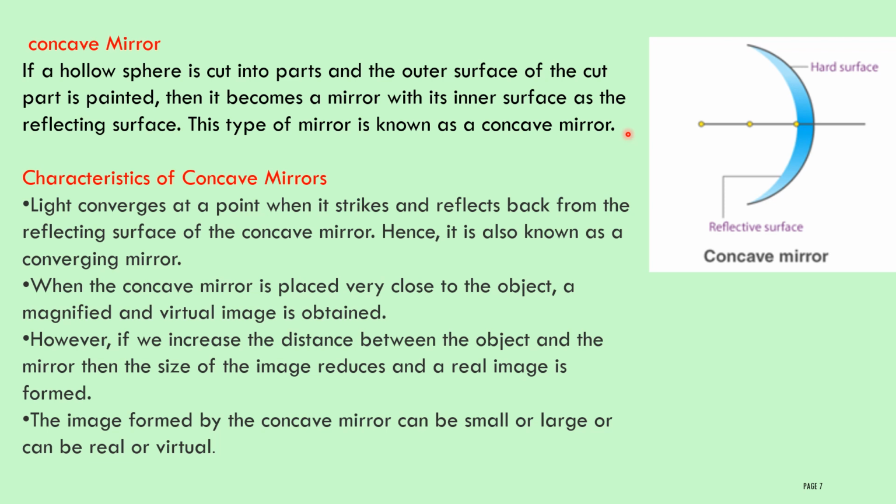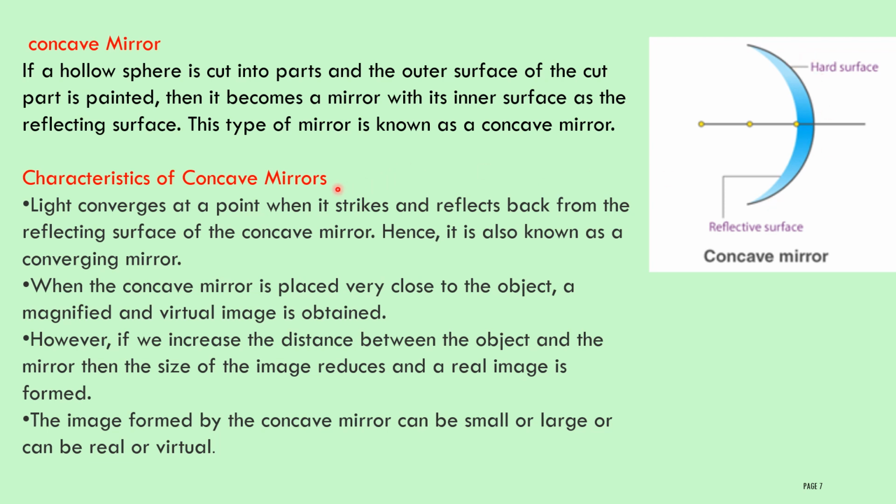Consider a hollow sphere cut into equal parts. If the outer part of the hollow sphere is painted, it will act as a mirror, and the inner part will act as the reflecting surface. This type of mirror we will call a concave mirror. In the case of a concave mirror, you have to remember the inner surface of the sphere acts as a reflecting surface. The outer surface is coated with paint.